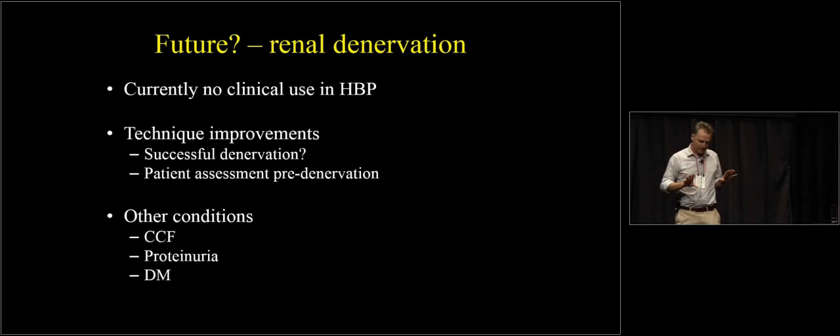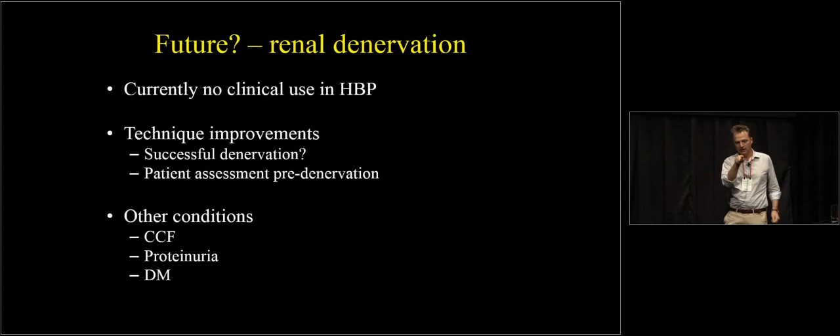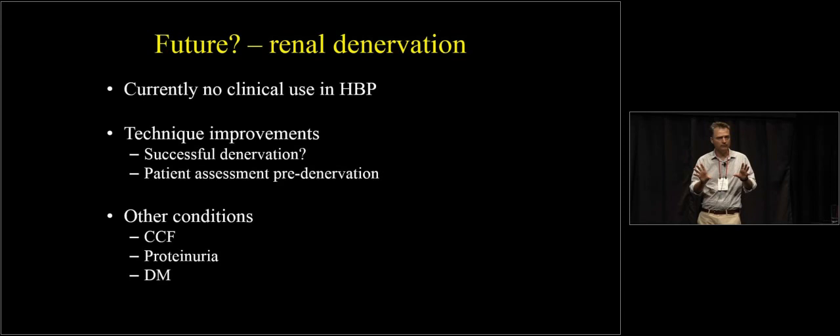There are some stalwarts that are really keen on it and think, well, there are reasons why it didn't work. It may be because although we catheterized the renal artery and zapped the renal nerves, we didn't actually destroy all of them. And that's true. There's no test to show whether you have destroyed all the renal nerves. So it may have been an incomplete procedure.